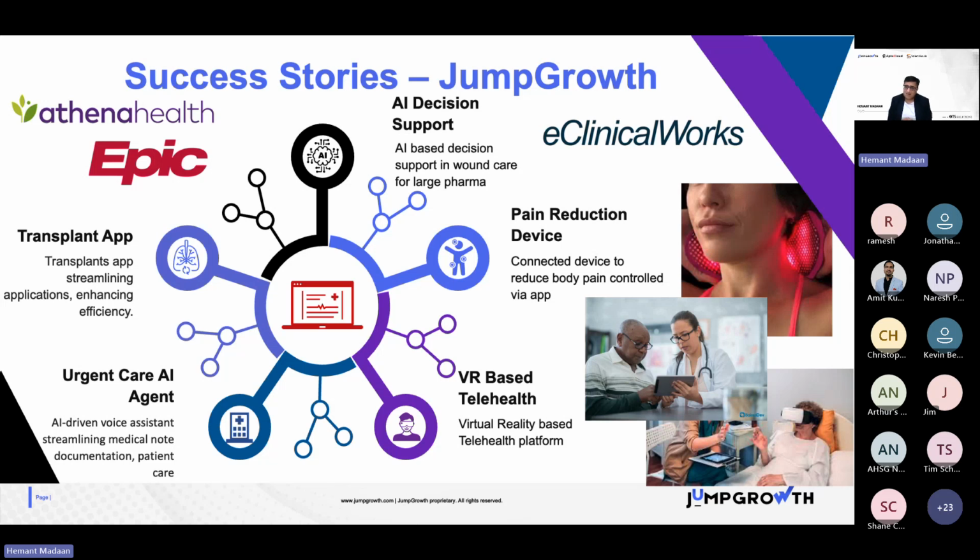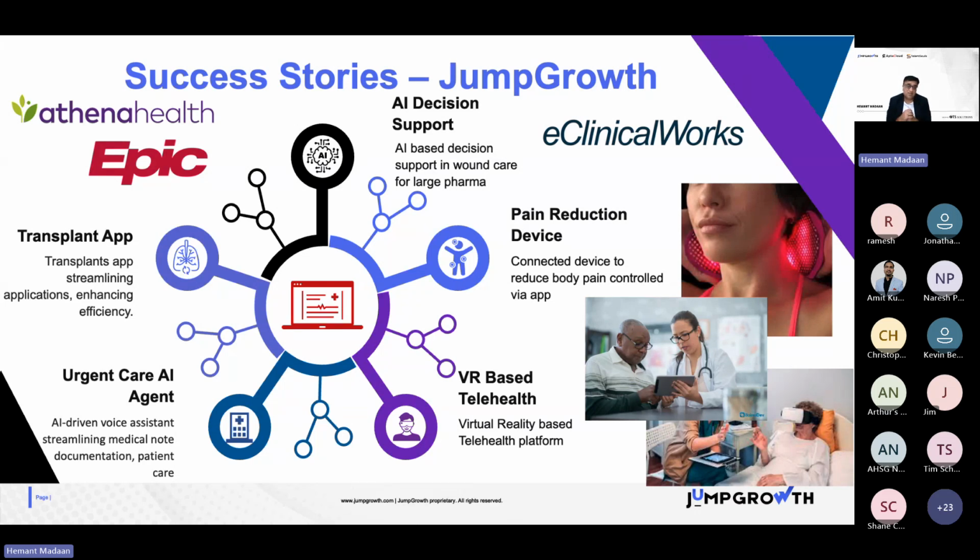Then we worked for a pain reduction device, which is more like an IoT device, and it's called DNA Vibe. We worked to build a mobile app. Using the mobile app, the users of the device can control the intensity and also record the feedback on how that device is helping them, which automatically gets connected to the cloud and is shown to the manufacturing company on how really their device is impacting these patients on a day-to-day basis.